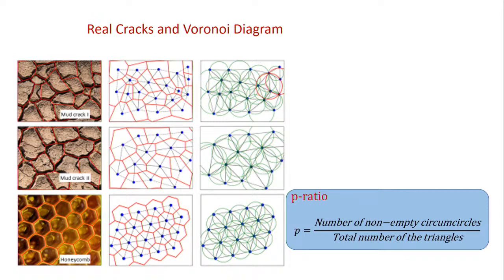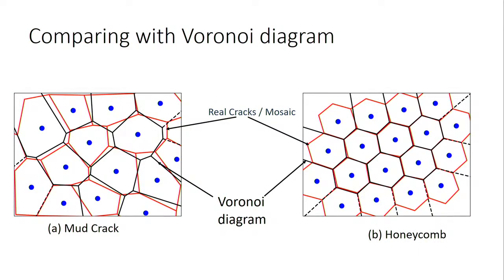However, look here, this mud crack and this honeycomb, according to this, both are perfect Voronoi, but they are not equal. So the question comes: how good is a crack to a perfect Voronoi, or how much is it deviated from a Voronoi?